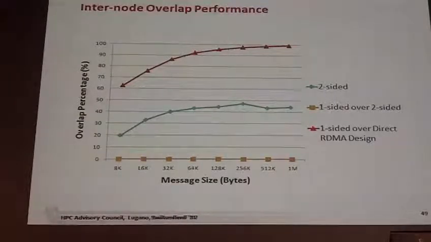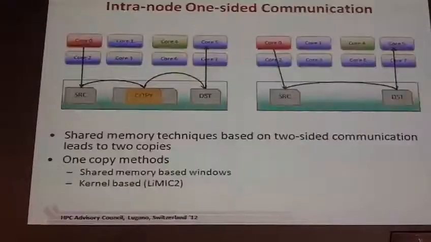If you do one-sided over two-sided, there is a way you can do the one-sided operation, but using two-sided your overlap is almost 0. Okay, and that is what a lot of MPI stacks use. We have something called a one-sided over direct RDMA design, and here you can see that you can go to almost 99% overlap. Okay, and the same thing we can also do within the node, not only across the node. I mentioned earlier, instead of this middle copy, we can eliminate the copy, and through LiMIC we can actually go from source to destination.